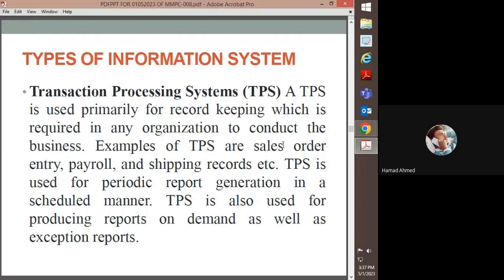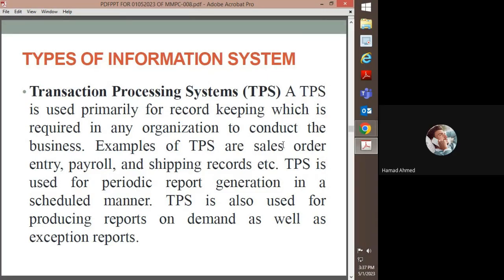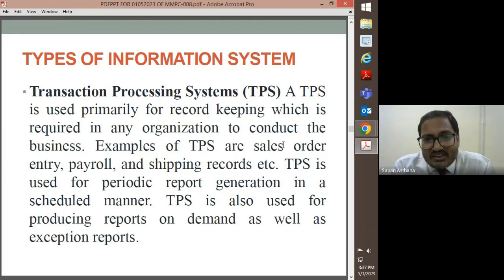When we talk about the various types of information technology, the transaction processing system, TPS, is used primarily.